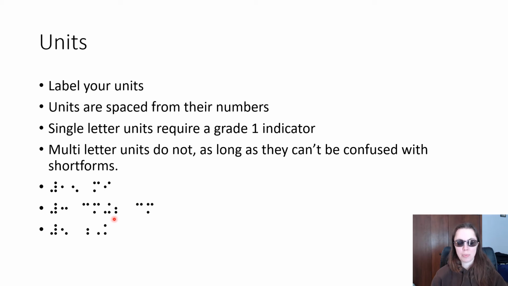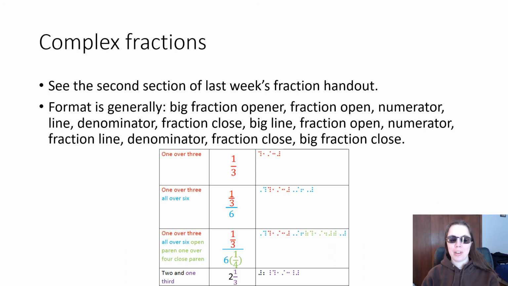Because the 2 is unspaced from the plus sign, it does not require another numeric indicator. But the 3 did because it started the line or followed a space. The last example says 5K, like a person might run a 5K. In print, the K of 5K is traditionally written unspaced, but in Nemeth, we always space units from their numbers, so there we would space it and put a grade 1 indicator or an English letter indicator because it is a single letter unit.